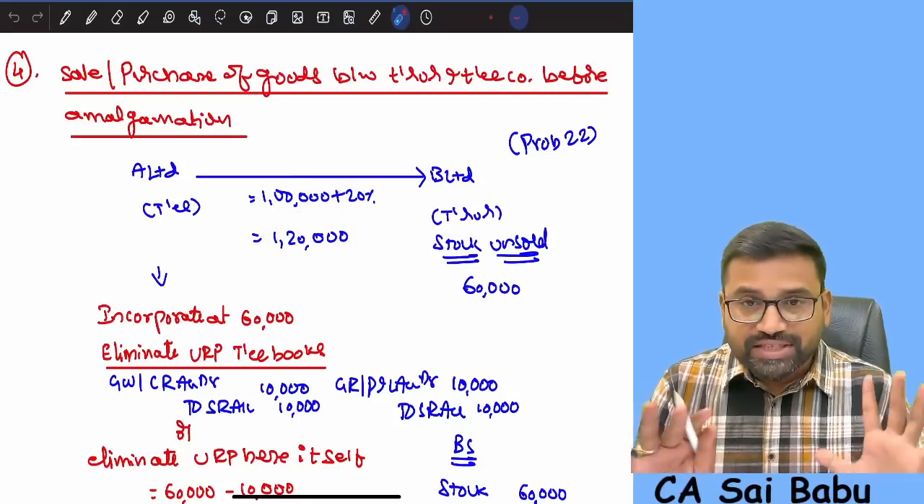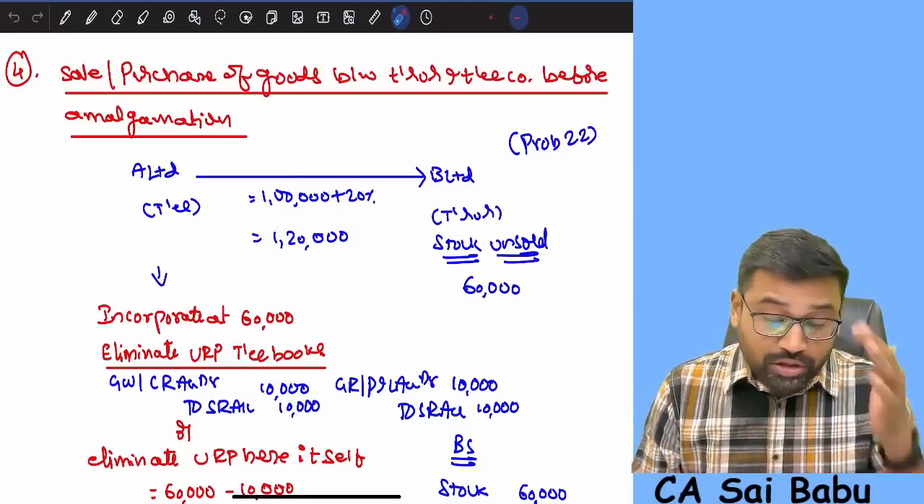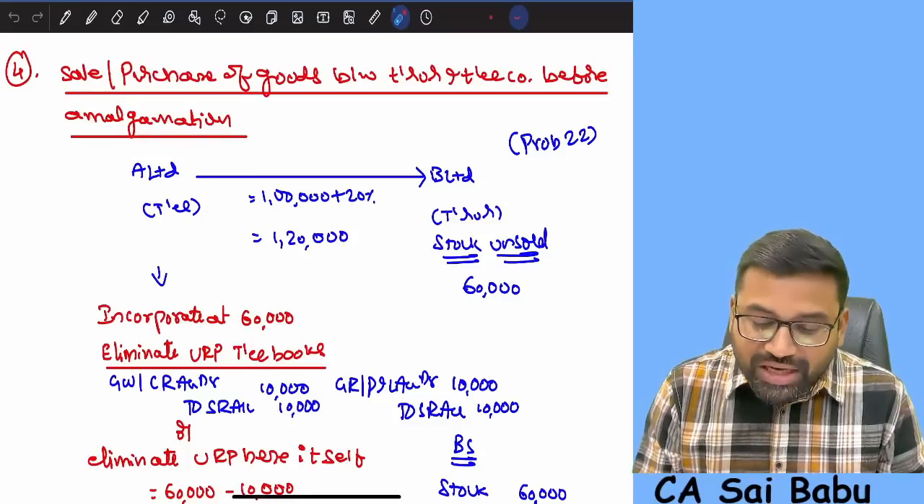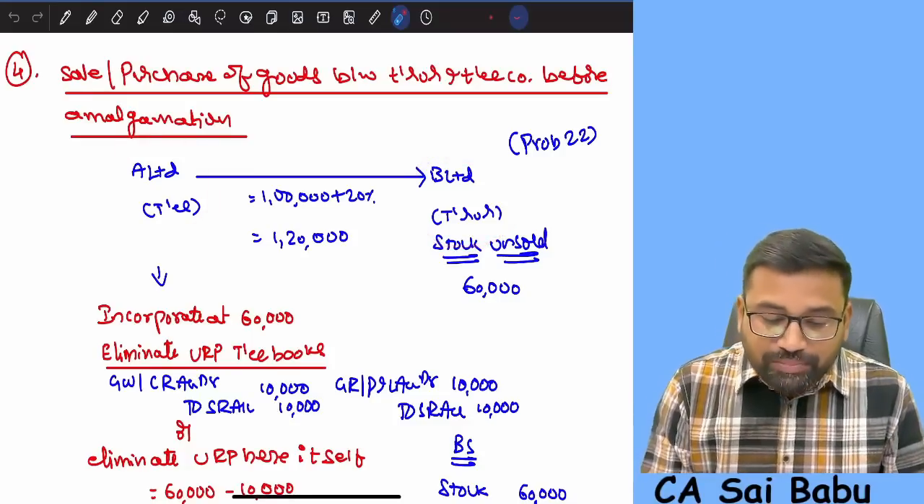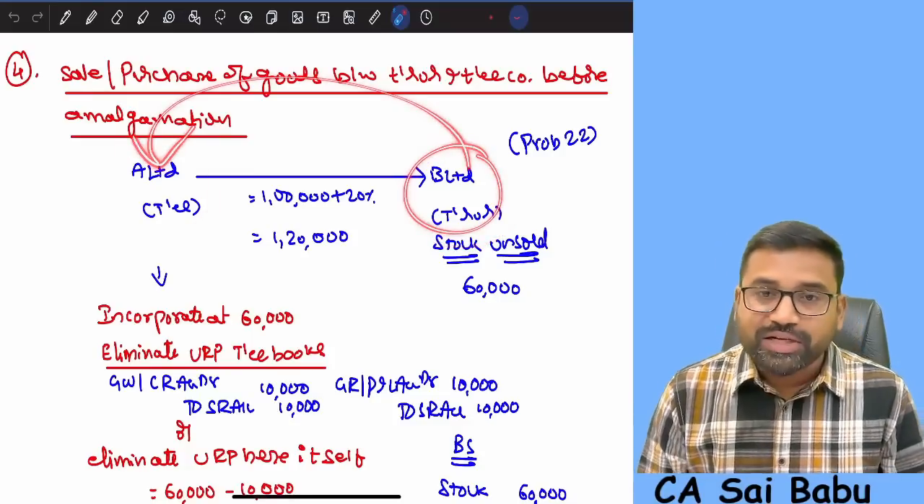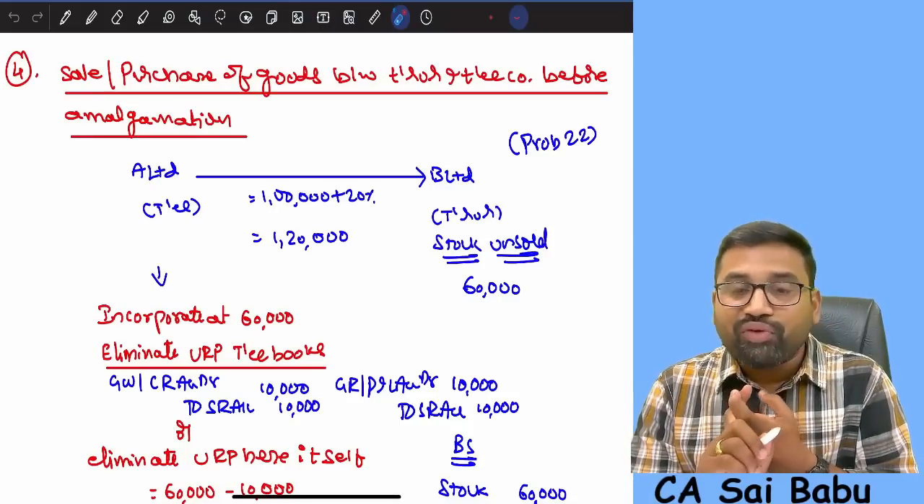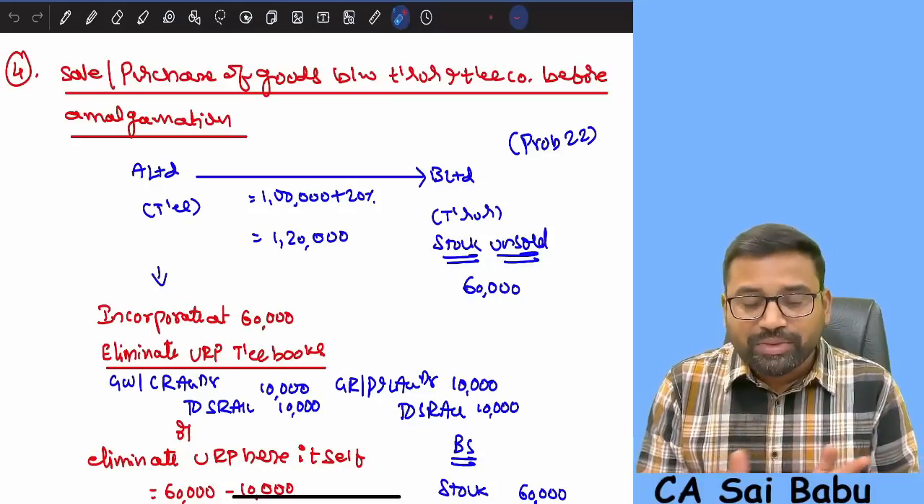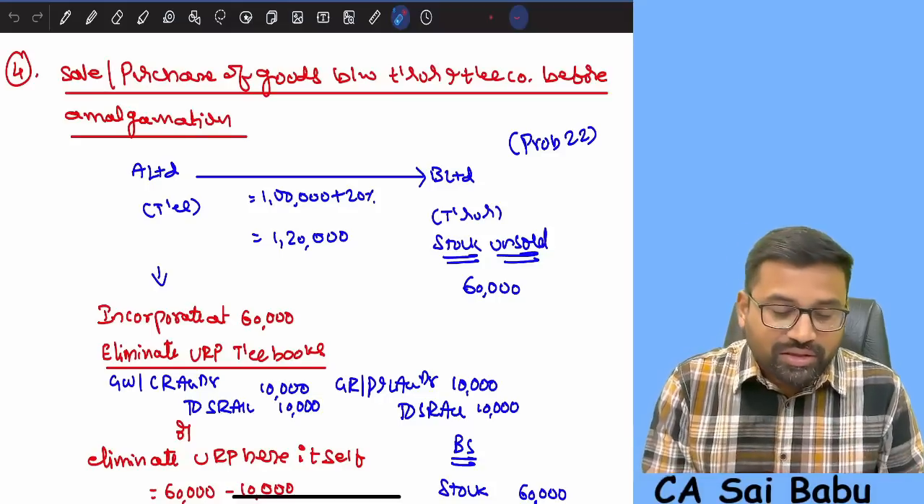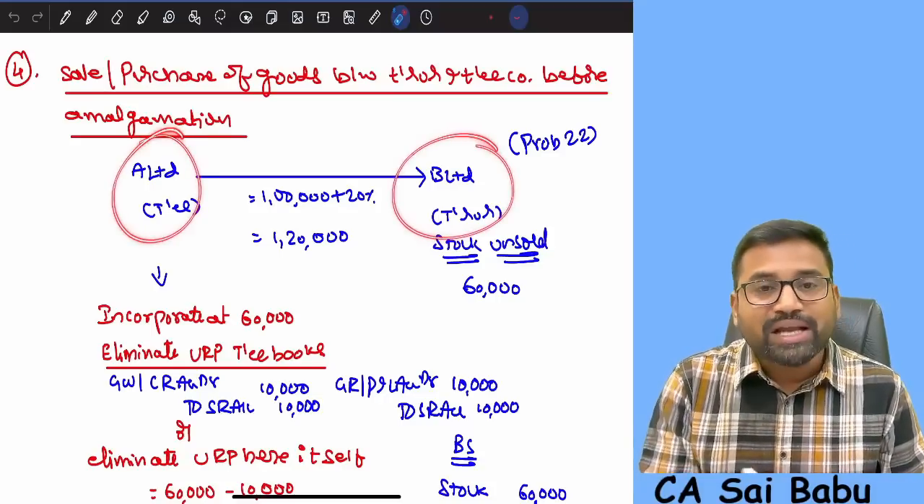Now imagine this happened before amalgamation. A Limited is the transferee company and B Limited is the transferor company. That means B Limited's business is taken over by A Limited, right? Now A and B become part of one entity only. Before amalgamation there are two entities; after amalgamation, only A Limited will remain. B Limited will be merged into A Limited.